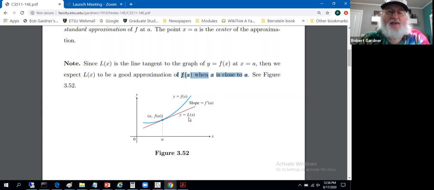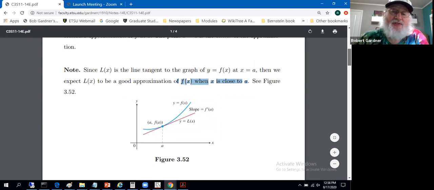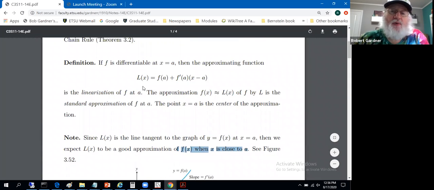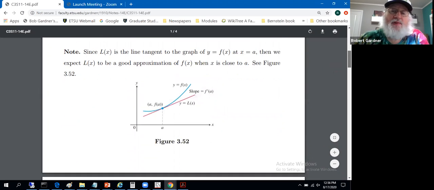Here's how L of x approximates f near a. First off, if I plug a into L of x, then it precisely matches the function. At a, L of x and f of x are the same. They both produce this point. As you can see from the definition, if we plug in a for x, we get L of a equals f of a plus 0, because this part will be 0 at x equals a. So the linearization equals the function itself at x equals a.